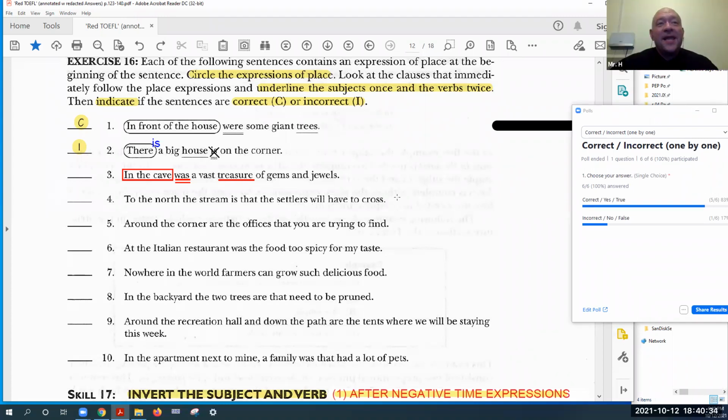So anyway, in the cave was a vast treasure of gems. Now, what happens if I cover up in the cave? It will be an incomplete sentence. The idea is not complete. So what does that mean? If this idea isn't complete, that means this expression is necessary. So when you reverse it, it is correct. You understand?